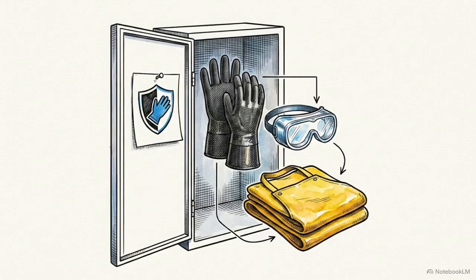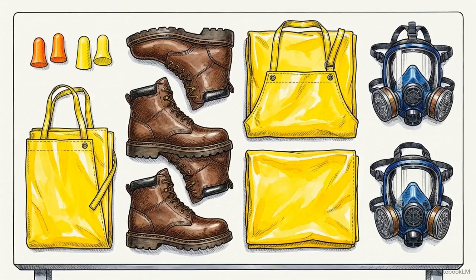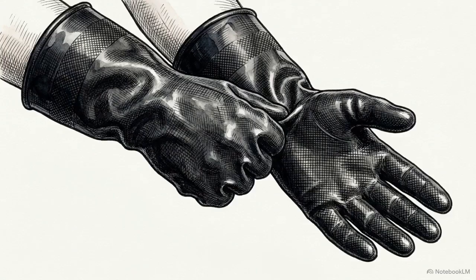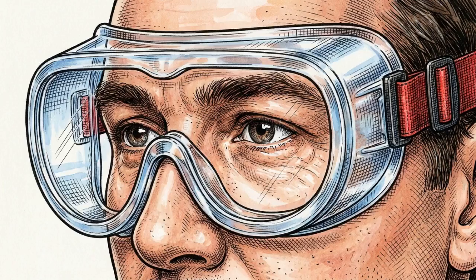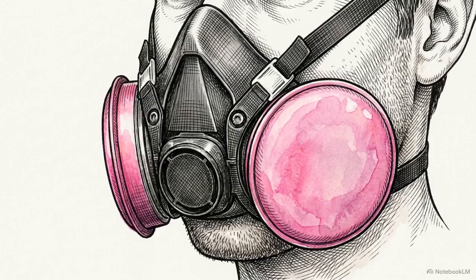Step 4 puts that information into action. You take the requirements from Section 8 and equip the necessary personal protective equipment. This gear changes depending on the task. It could include heavy-duty gloves, clear splash goggles, or a respirator for your lungs.